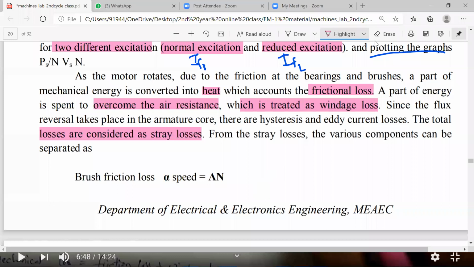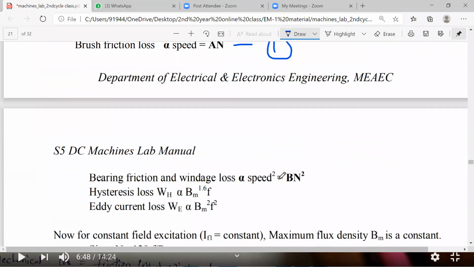So the brush friction loss is proportional to speed. If you remove the proportionality, some constant is there, A is a constant, and N is the speed. So brush friction loss equals some constant A into N. So first, the loss because of friction at brushes is loss 1.